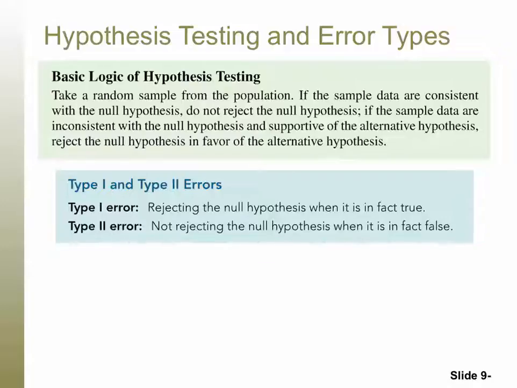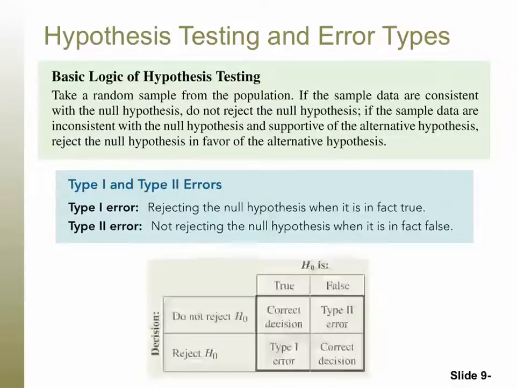Then a type 2 error is not rejecting when we should have rejected. We should have rejected the null hypothesis, but our conclusion from the sample that we got was to not reject it, and that's a type 2 error.